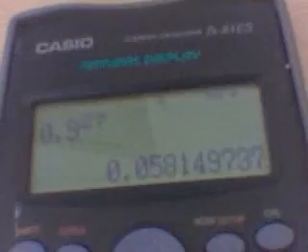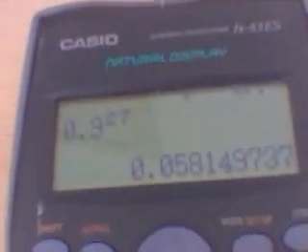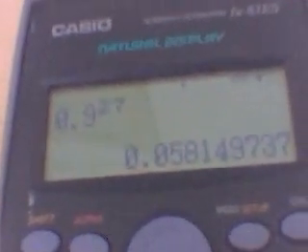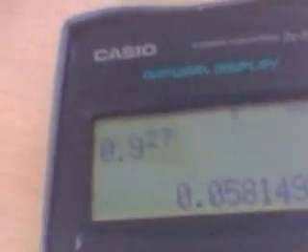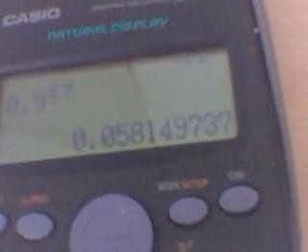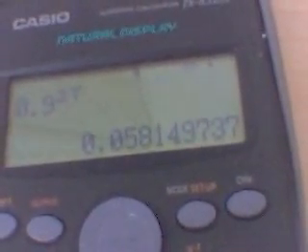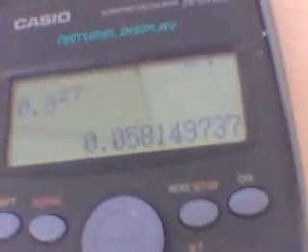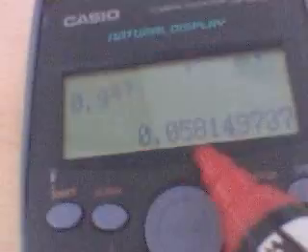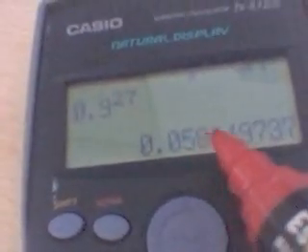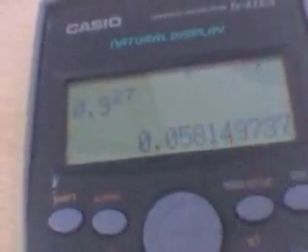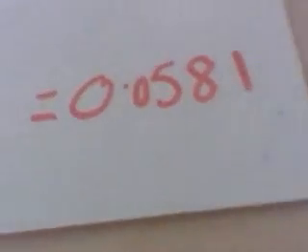And the answer to everybody passing is 27 choose 27 times 0.9 to the 27 times 0.1 to the power of nothing, which is the same as 0.9 to the power of 27, gives me 0.058149737. Round that off to 3 significant figures, so we'll start at the 5, 8 and the 1. We don't round up the 1 because the next number is 4, so the answer is 0.0581.